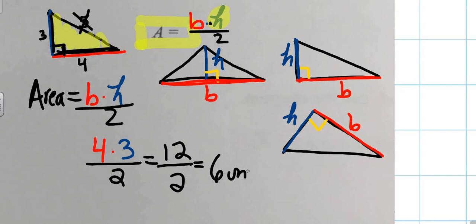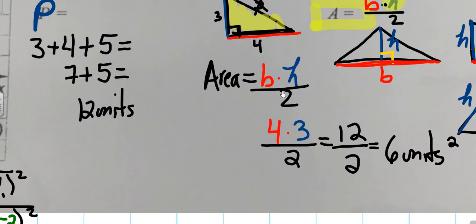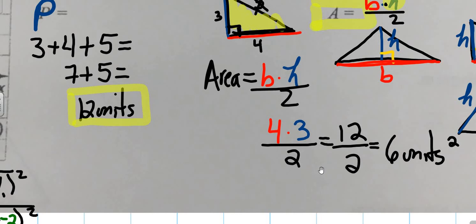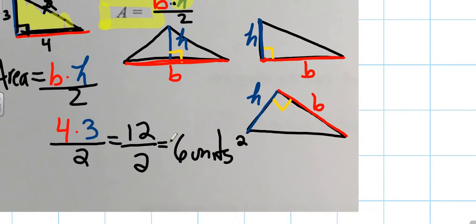So it's going to be 6 units, and because it's area, we say 6 units squared. For perimeter, we just say 12 units, because it's only dealing with length. For area, we have to say 6 units squared.